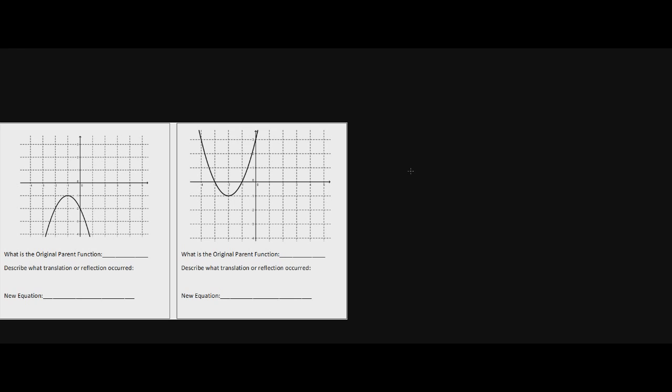All right? Well, let's look at this first one here. This first one here is just y equals x squared. This is our parent function. It looks something like this. Okay, well, if you notice, it looks like it got reflected over the x-axis. Something like that. So it looks like it got reflected over the x-axis.